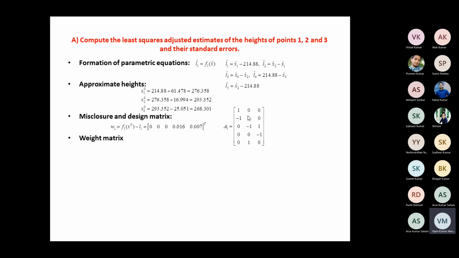Now we will see the weight matrix. You must have studied about the weight matrix. It uses the inverse values of what?